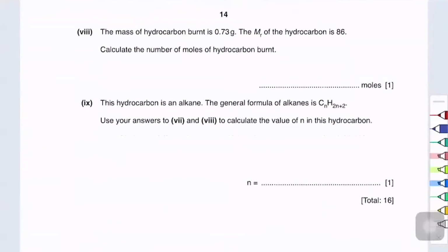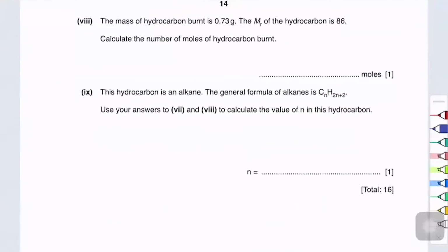So yeah, and then the mass of hydrocarbon burnt is this, the Mr of hydrocarbon is this. Calculate the number of moles of hydrocarbon burnt. Again, totally unrelated to the previous part, but that's fine. We know mass over Mr, so number of moles is mass over Mr. Again, I'm writing the formula, it will not give me any marks, but it's still important for me to write it. So 0.73 over 86, whatever that is. Again, I'll use a calculator. So 0.00849. Now, while I've written this, I have not erased the value from my calculator. I will use this value if I need it in future.